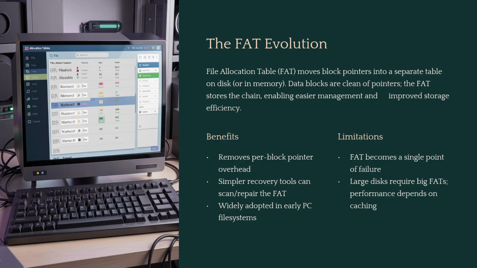The FAT evolution, the file allocation table. FAT moves block pointers into a separate table on disk or in memory. Data blocks are clean of pointers. The FAT stores the chain, enabling easier management and improved storage efficiency.